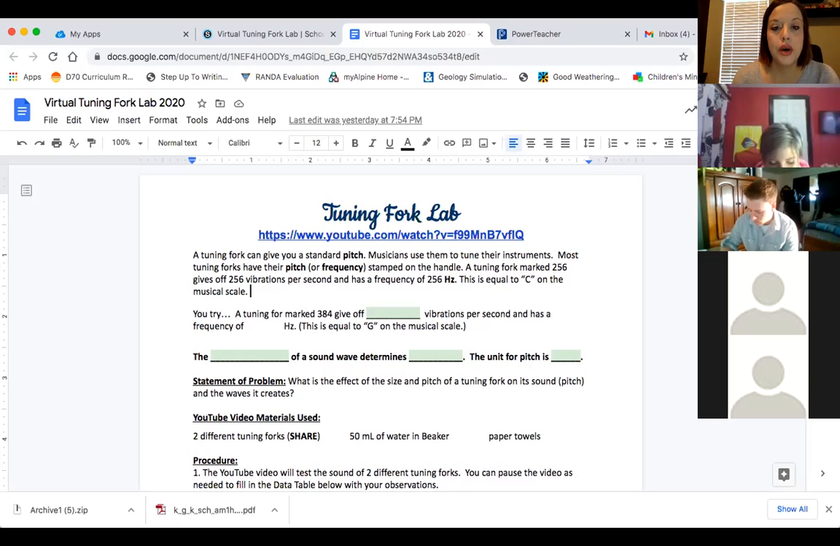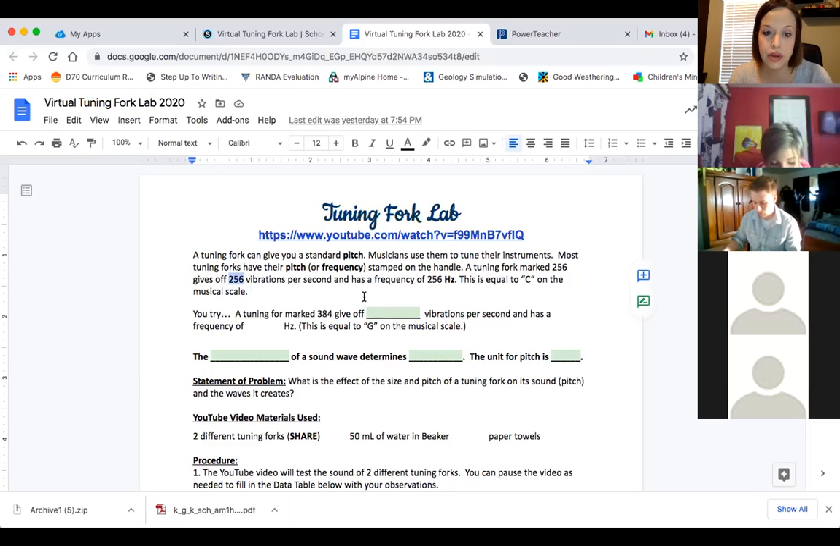Okay, so when we talk about pitch, remember pitch is related to frequency. A high pitch sound has a high frequency wave. A low pitch sound has a low frequency wave. So that number, like 256, is the pitch of that note, which is also the frequency of that sound wave.